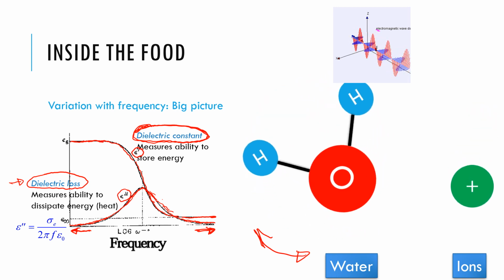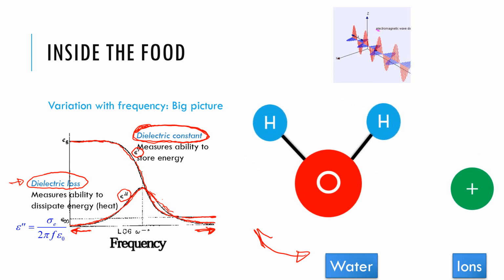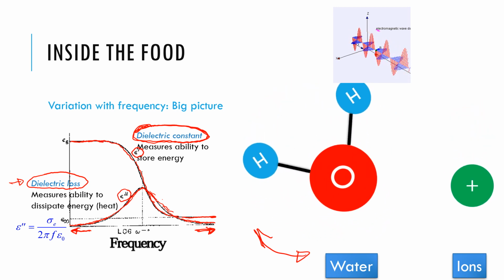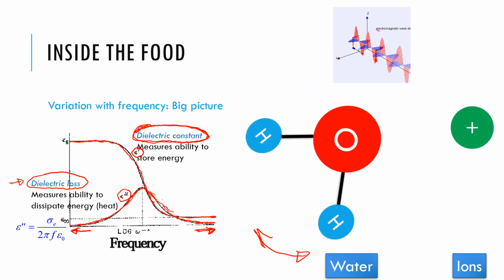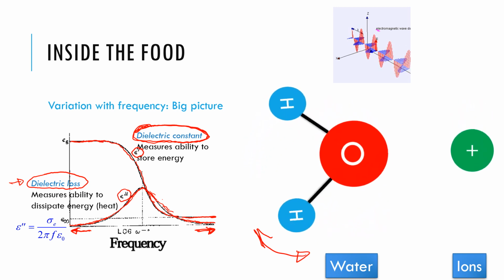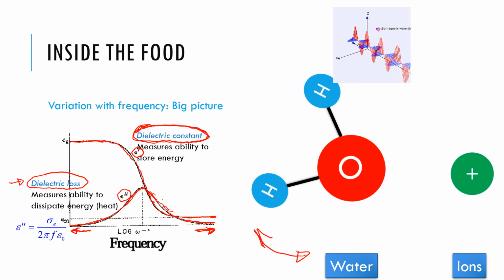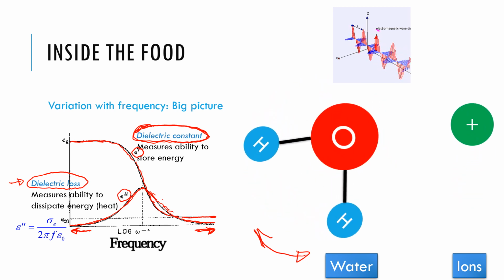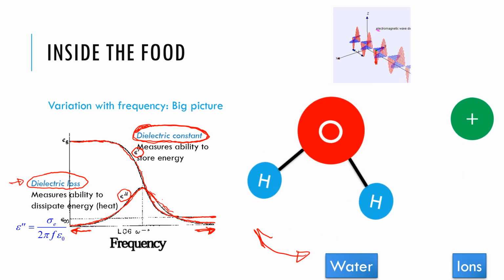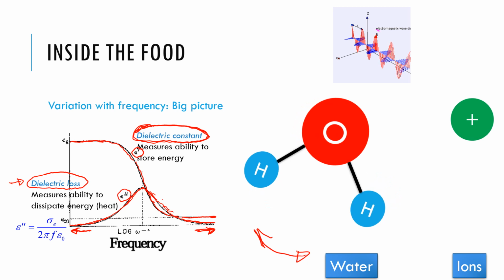So this is the big picture of variation with frequency, and it is these two properties of the food that will provide how it will heat in the microwaves. But these properties are not the only thing that decides how a food will heat. There are other factors. That's why we have other sections, other videos in this series.